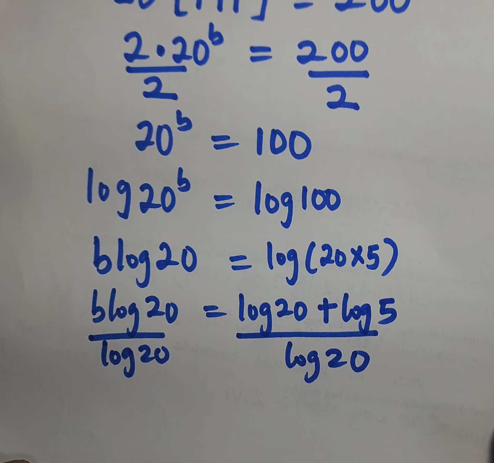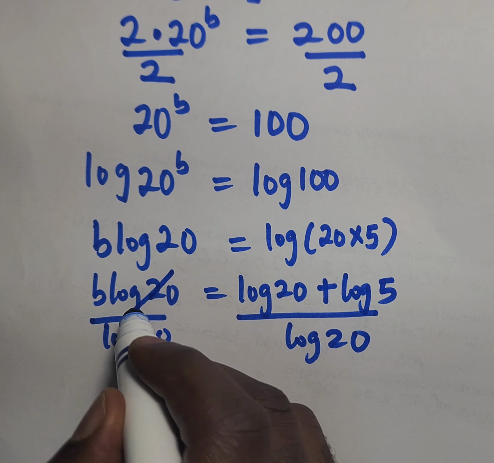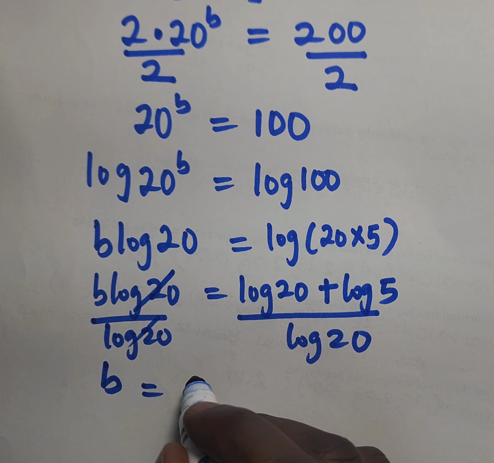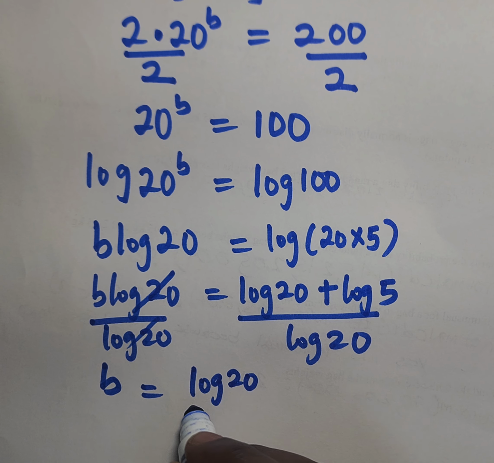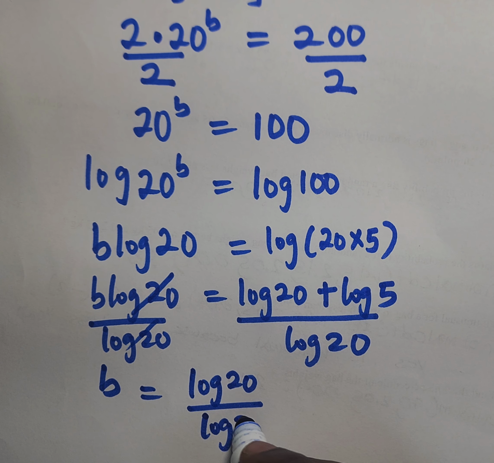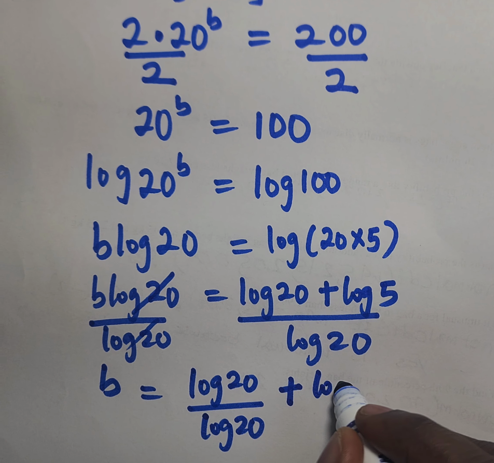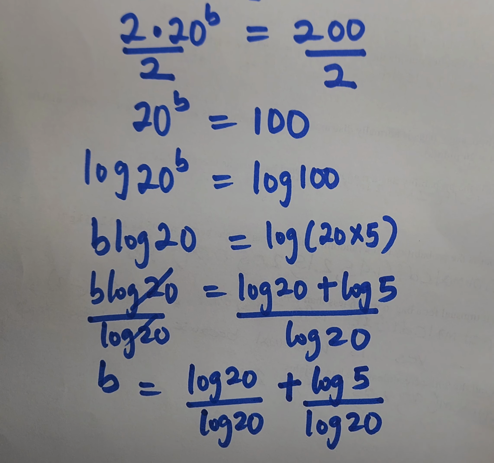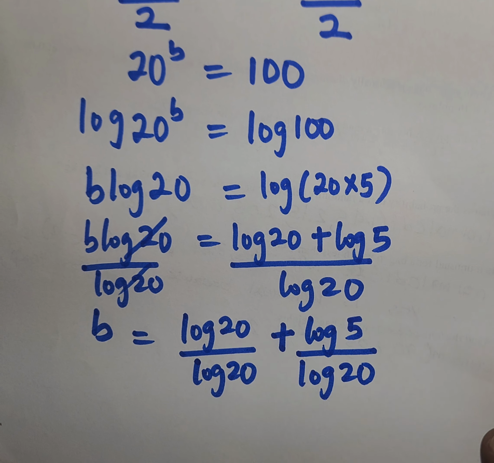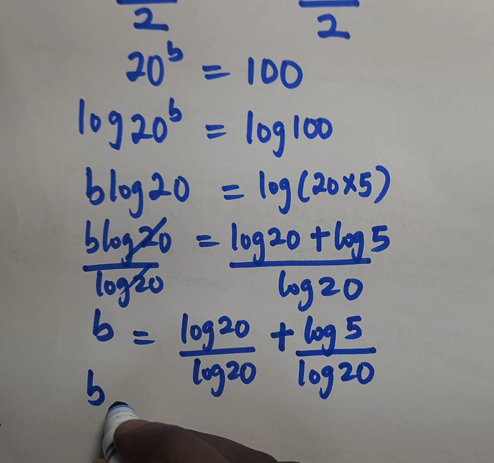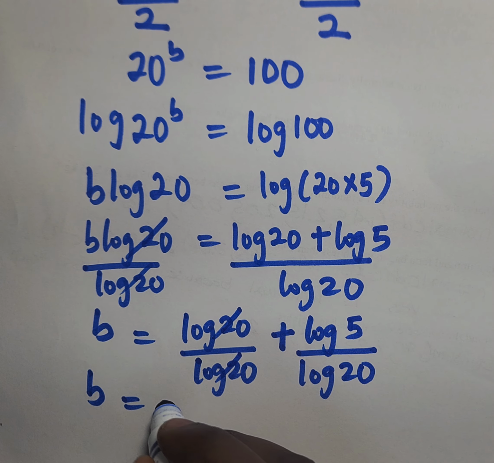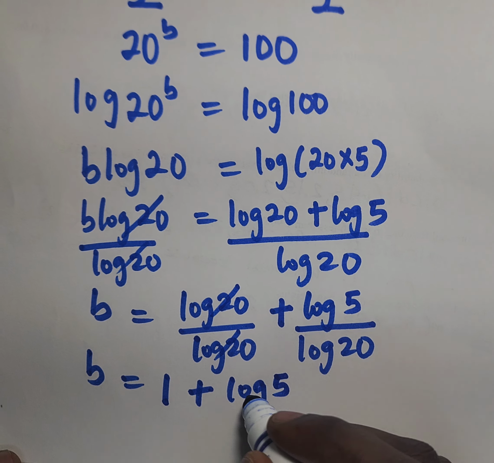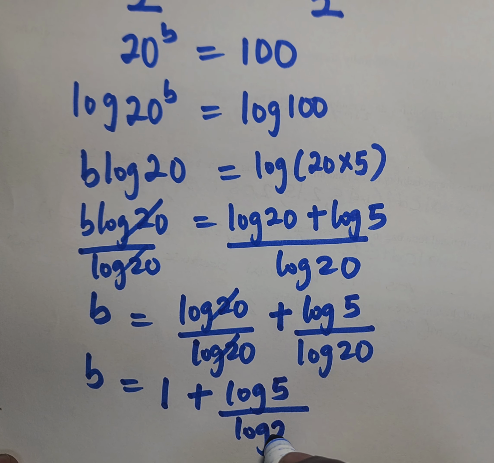Now dividing both sides by log 20, the log 20 cancels out on the left side. I have my b, which equals, here I can split this as log 20 divided by log 20 plus log 5 divided by log 20. Yes, this is mathematically possible. So from here, I have my b equals, this cancels out this, 1 plus log 5 divided by log 20.